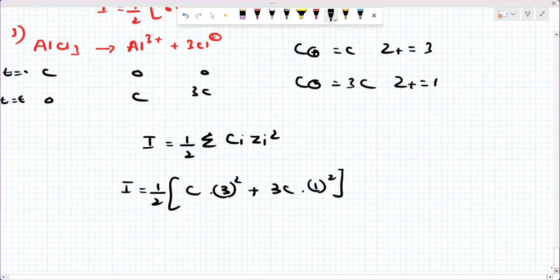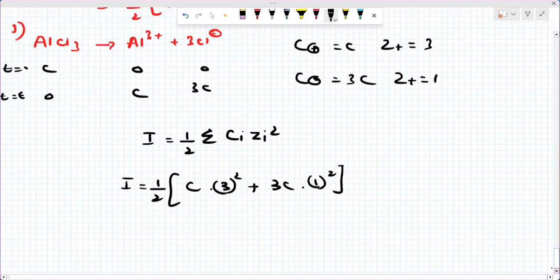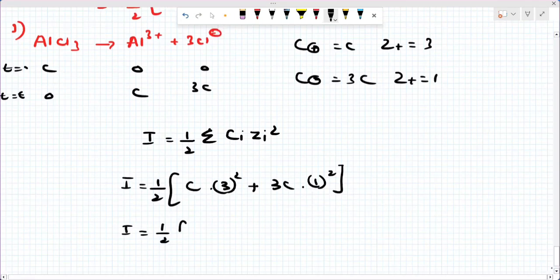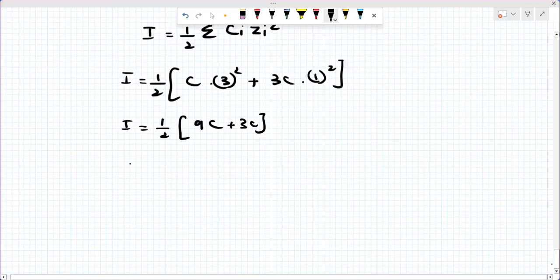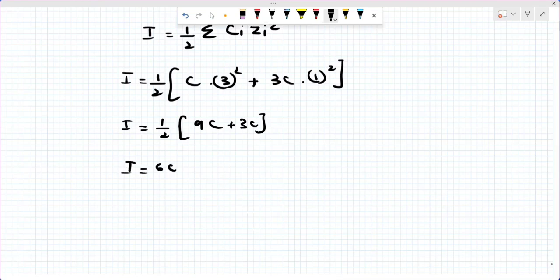Now, what is the value? I is equal to 1/2 (9C + 3C). 9 plus 3 is 12C, divided by 2 is 6C. I is equal to 6C.